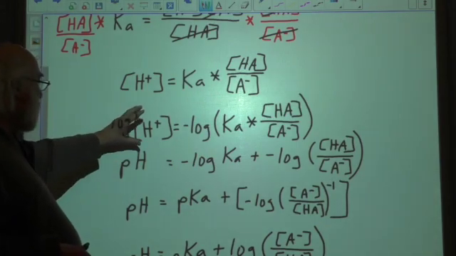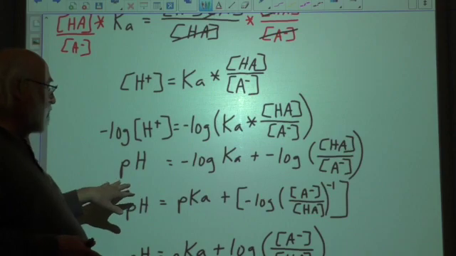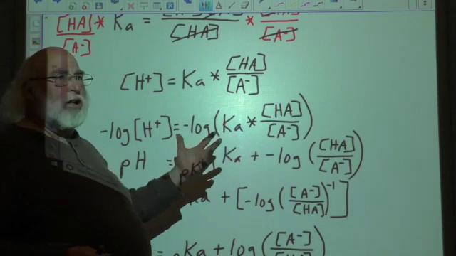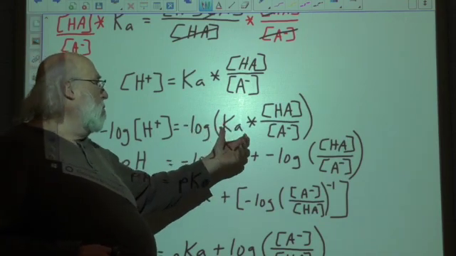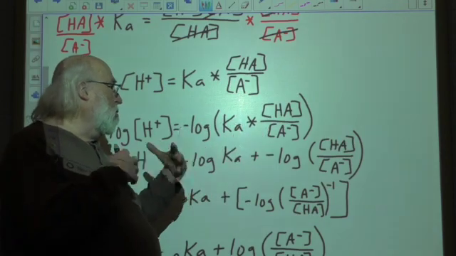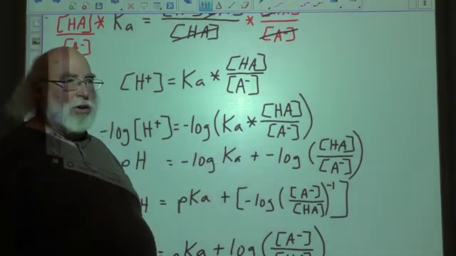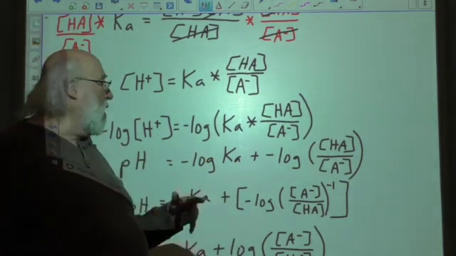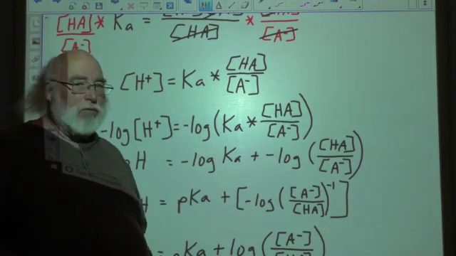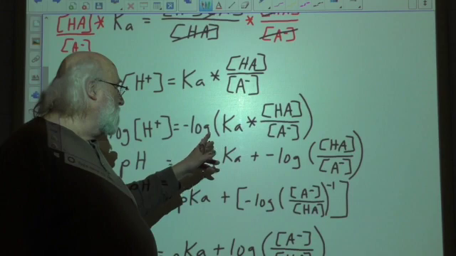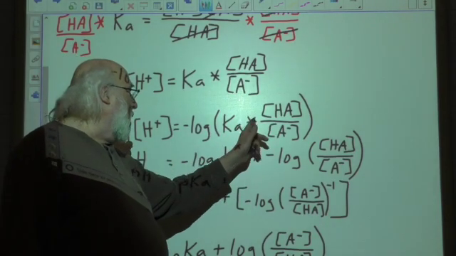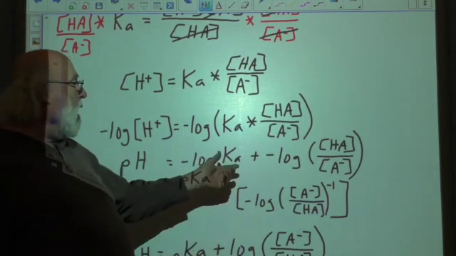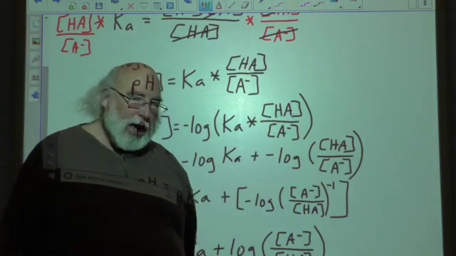So the negative log of H positive by definition is pH. Now, when you have like bases that are multiplying, their exponents are being added. Like 10 to the second times 10 to the third is 10 to the fifth, because 2 plus 3 is 5. Log is exponent. Logarithm is another word for exponent. It's the same thing. And the base, like I said, is 10. So that means these two are being multiplied, so we're adding their exponents. So the negative exponent of Ka is being added to the negative exponent of the fraction HA over A negative.